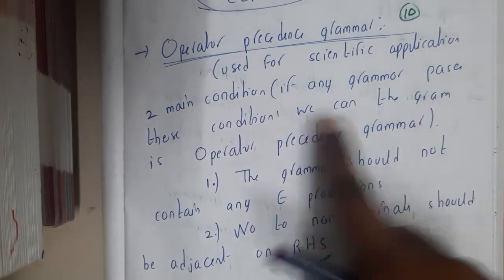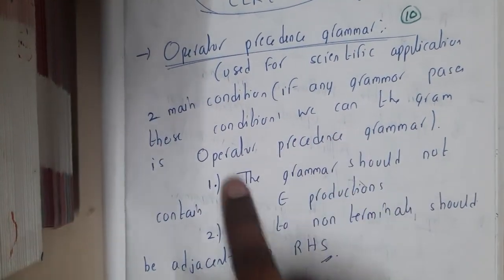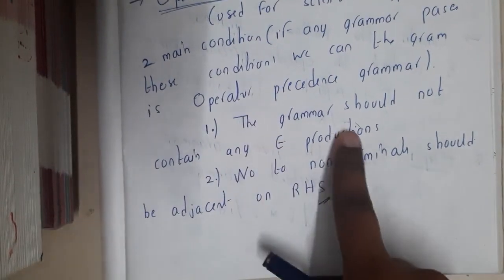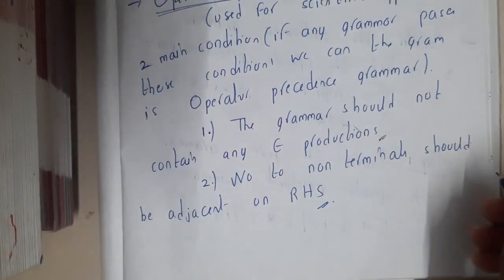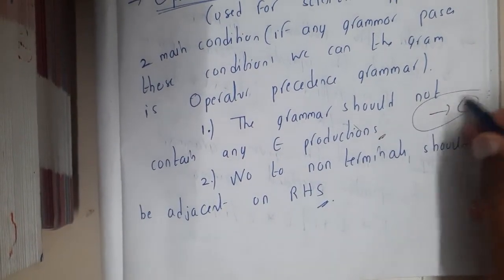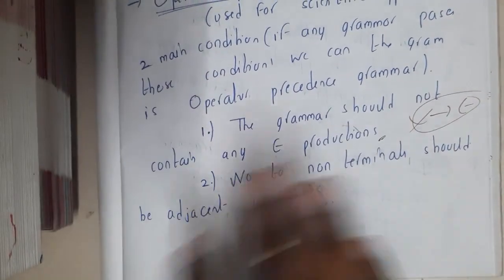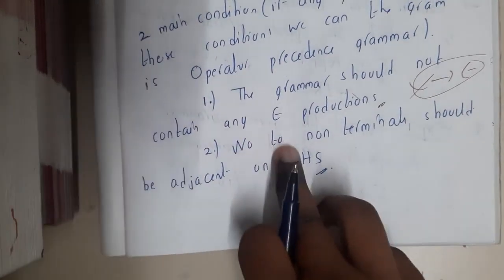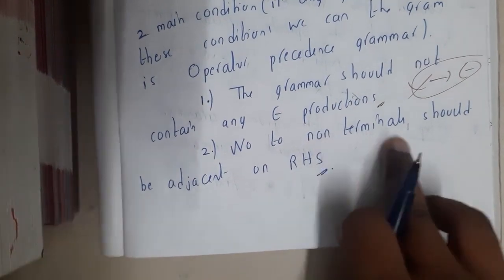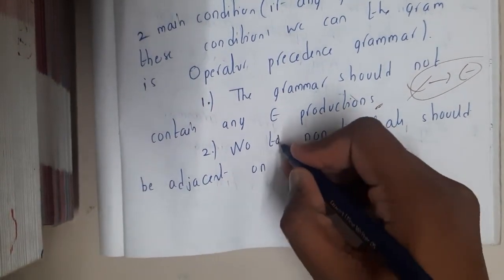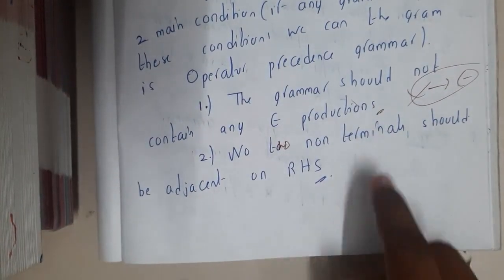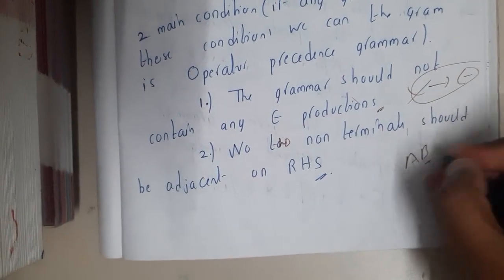The two main conditions for a grammar to be operator precedence is that the grammar should pass the conditions below. First, the grammar should not contain any epsilon production, so nothing should be equal to epsilon. If it is there, it is not an operator precedence grammar. Second, no two non-terminals should be adjacent to each other. No two non-terminals should be adjacent, so A B should not be side by side.